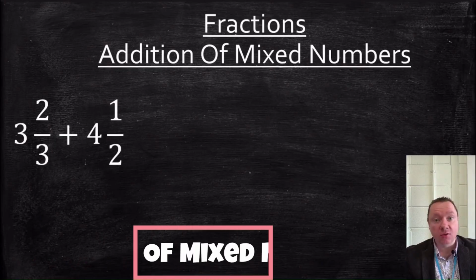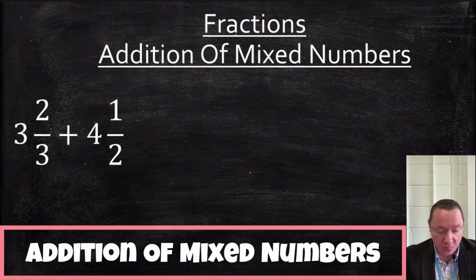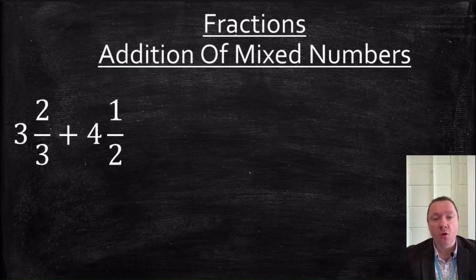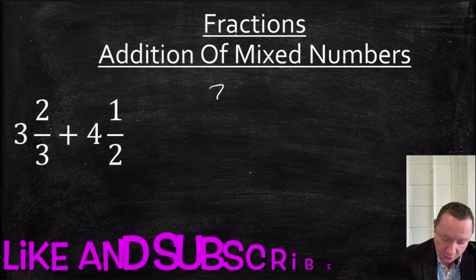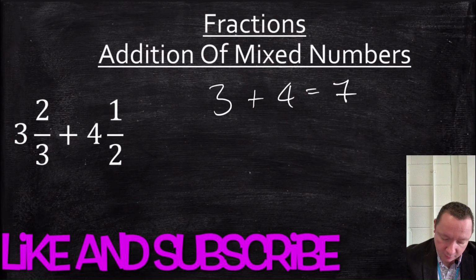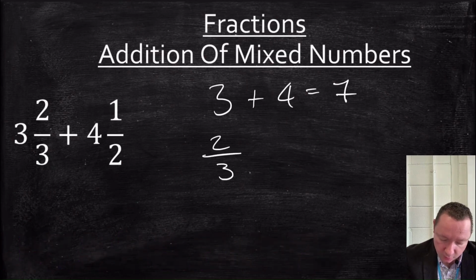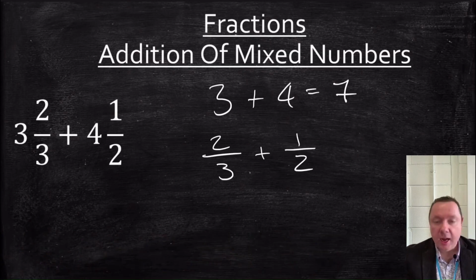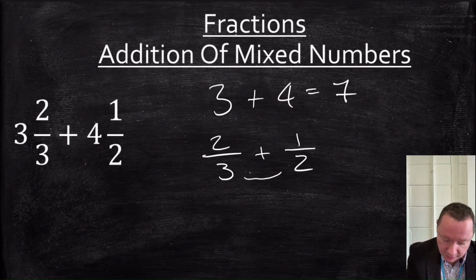Let's start with addition of mixed numbers. We've got 3 2/3 plus 4.5. So we can do 3 plus 4 to start with and get 7. And then we've still got 2/3 plus 1/2. Adding fractions means we need a common denominator. Easiest way to do that is times the denominators together. So 2 times 3 is 6.